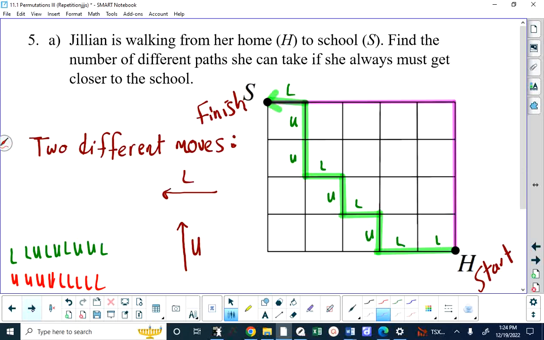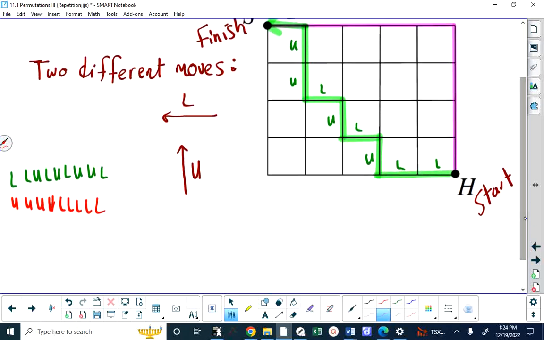We're arranging 9 letters. We're arranging L, L, L, L, L, U, U, U, U. We're arranging those 9 items. And every unique arrangement is a unique path. So how many paths there are is the number of ways to arrange those 9 letters, which is 9 factorial over 5 factorial, because 5 of those letters are identical, and over 4 factorial, because 4 of the letters are identical. And that's how we can find out how many pathways there are.